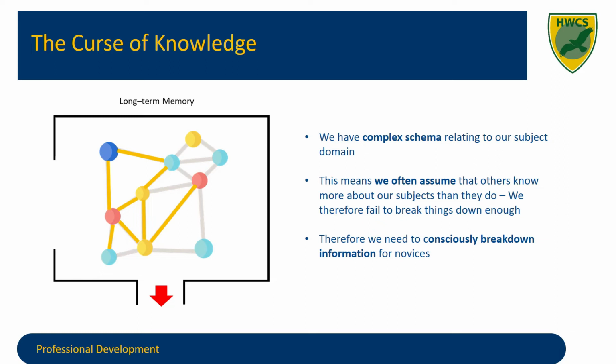And as a consequence, what we might do is fail to break that down enough for our novice learners. And therefore, what we need to do is consciously break down information for novices. We need to be really, really explicit and really, really conscious of how we learnt it originally. And that's really difficult because actually we know too much almost now to actually break things down into a more simplified version.